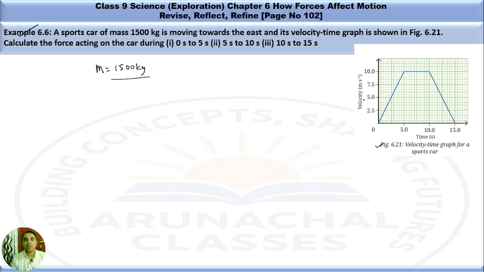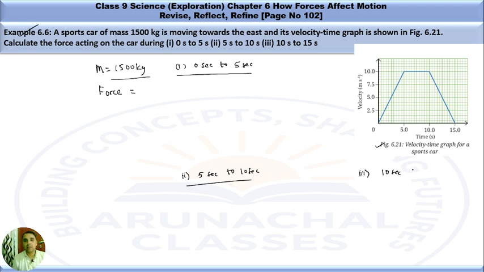Here it is a velocity time graph. Now we need to calculate the force acting on the car during, the first case is during 0 second to 5 second. Second case during 5 second to 10 second, and the third case is during 10 second to 15 second. Let us take the first case.